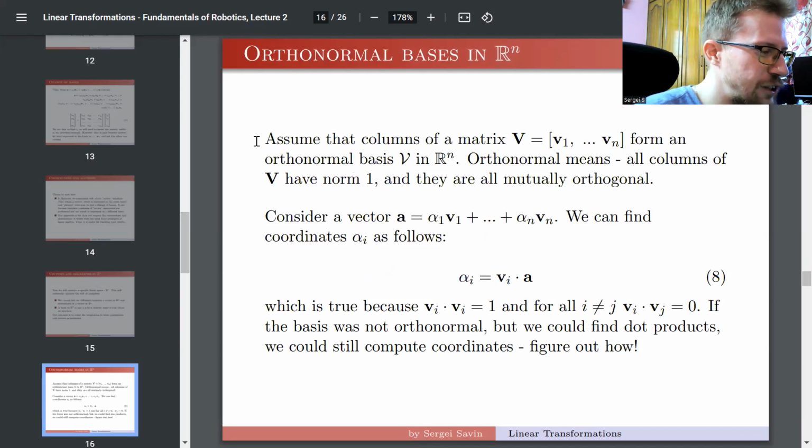Now, assume that the columns of matrix V form orthonormal bases in Rn. Now we are starting to study orthonormal bases. That is extremely important. I don't know if you studied them well enough previously. Orthonormal means all columns have norm 1, and they're all mutually orthogonal.